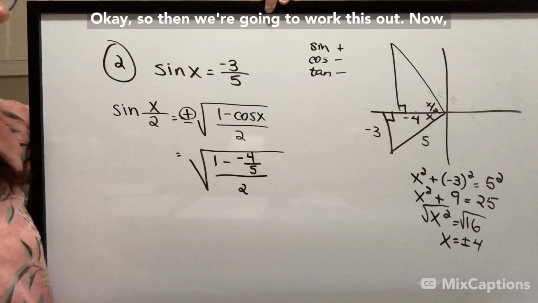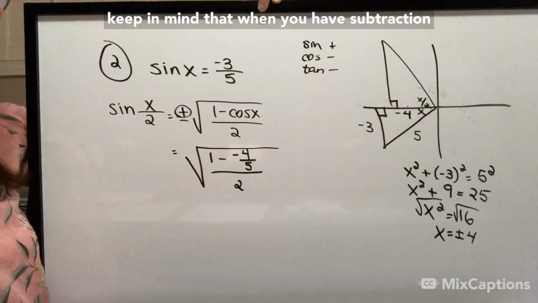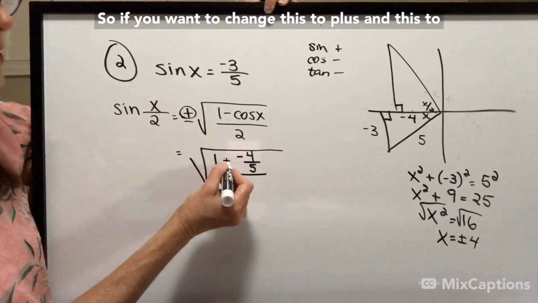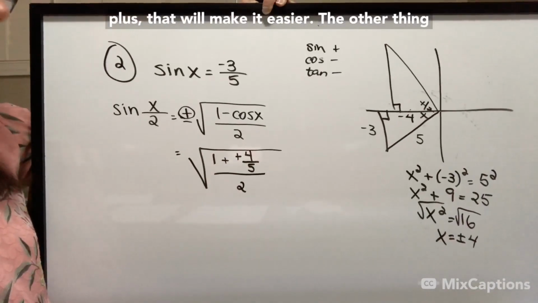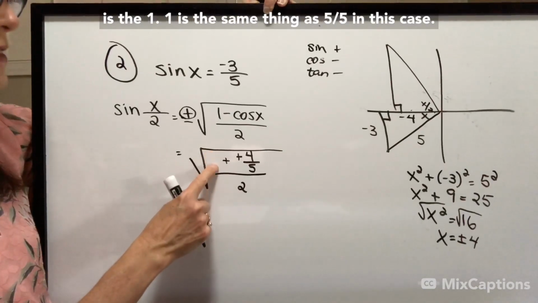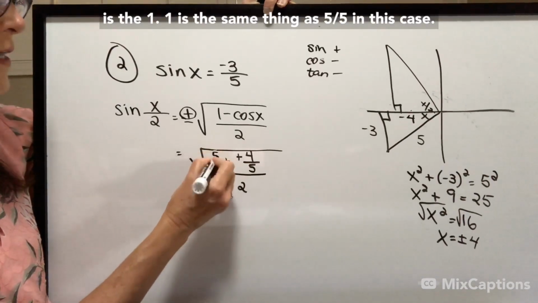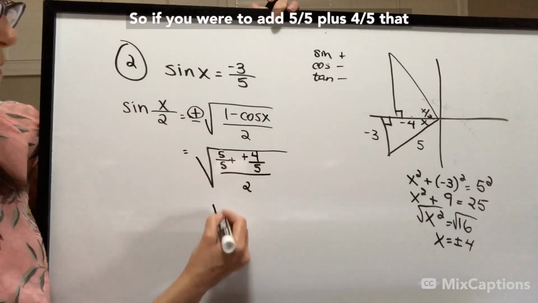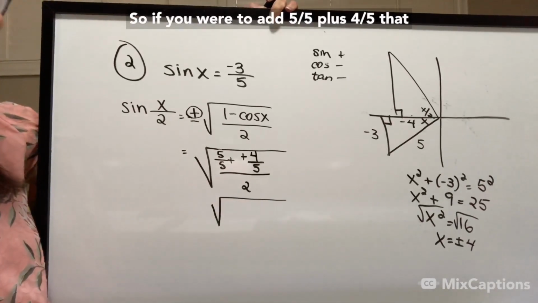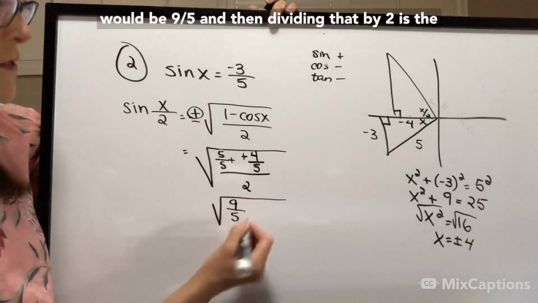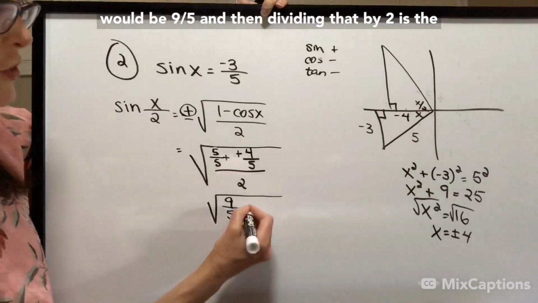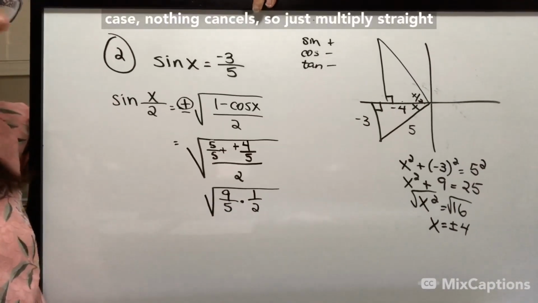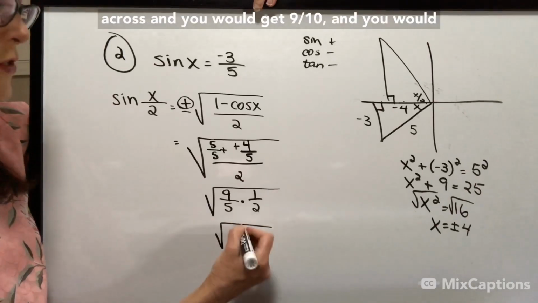Okay, so then we're going to work this out. Now keep in mind that when you have subtraction by a negative number, it's really addition. So if you want to change this to plus and this to plus, that will make it easier. The other thing is the 1. 1 is the same thing as 5 over 5 in this case. So if you were to add 5/5 plus 4/5, that would be 9/5. And then dividing that by 2 is the same thing as multiplying by a half. So in this case, nothing cancels, so just multiply straight across and you would get 9 over 10.